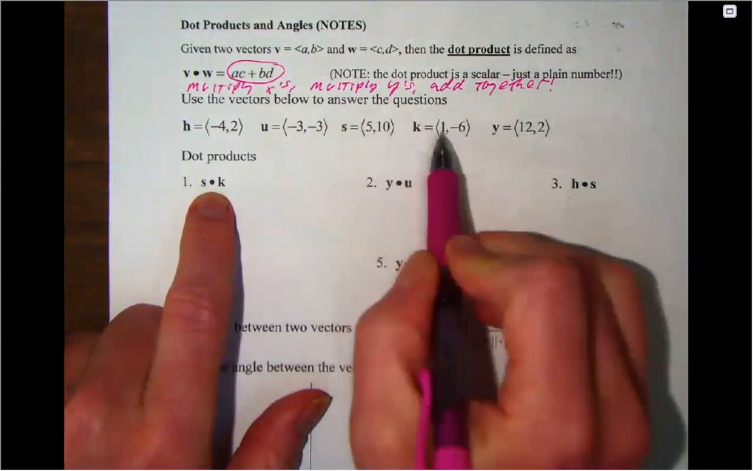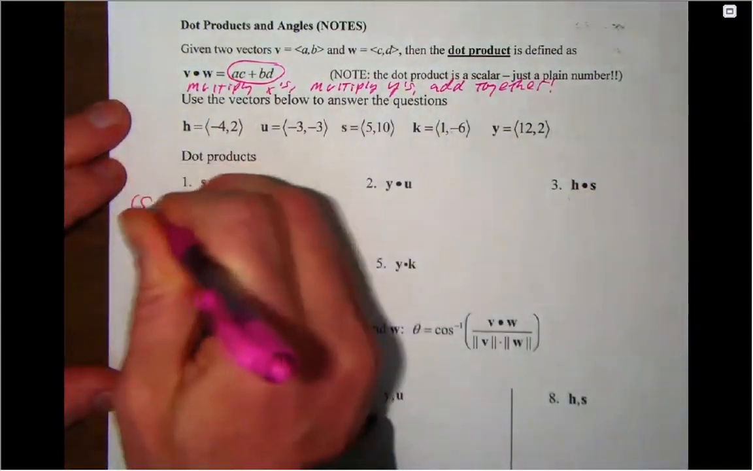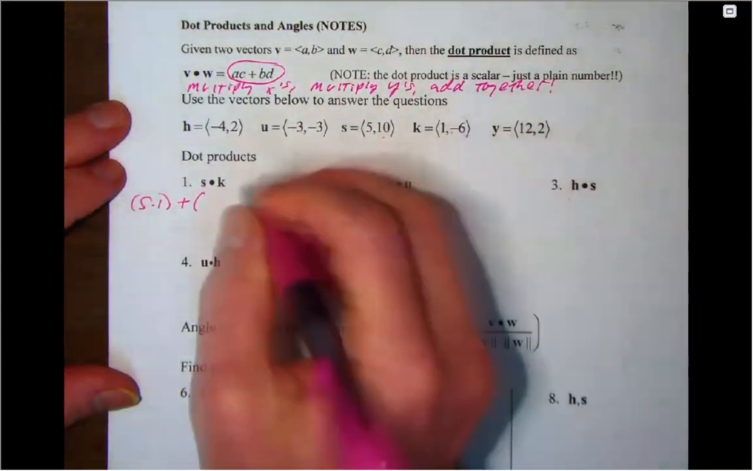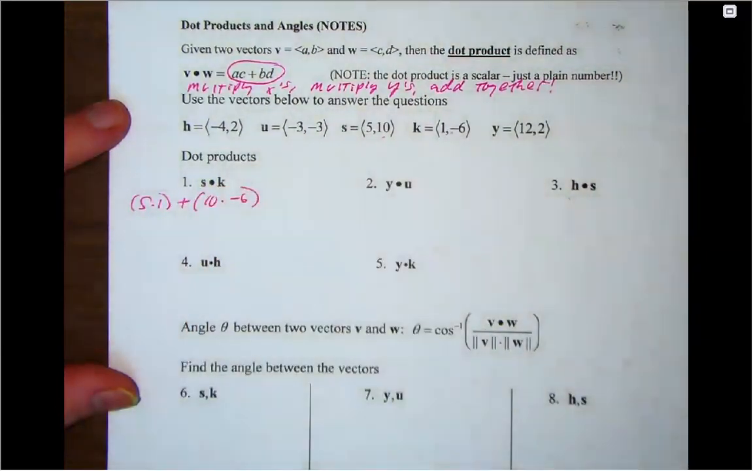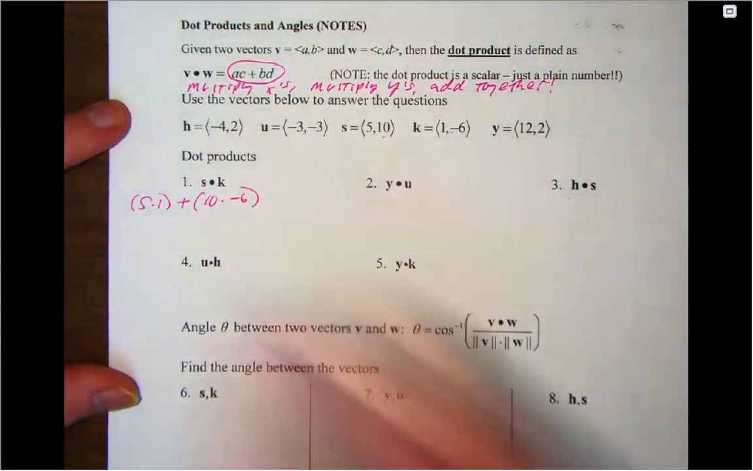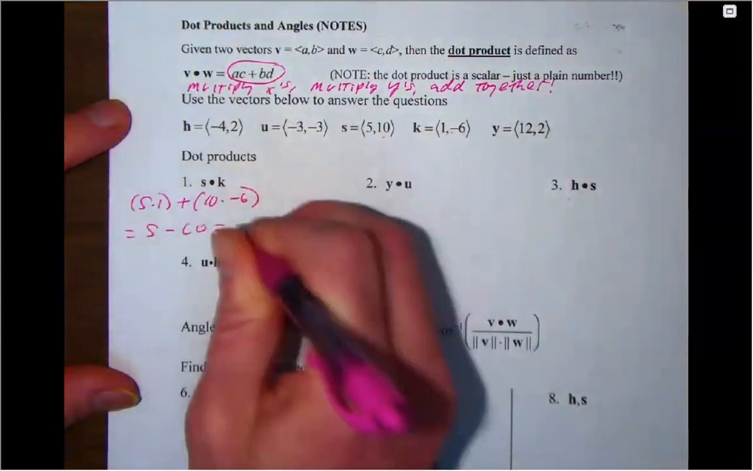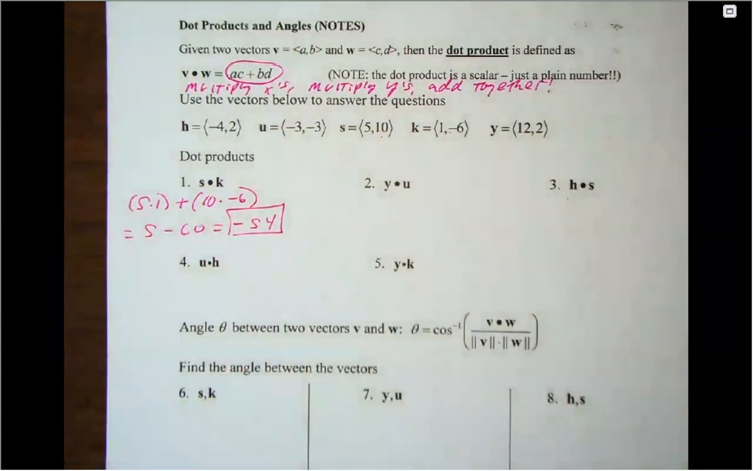So again, we multiply the x's. So this would be 5 times 1 plus 10 times negative 6. And then just figure out what it is. So that's 5 minus 60, which is negative 55. Again, a negative number is fine. A positive number is fine. Zero is fine. Whatever it comes out to be, that is your answer. If it's just asking for the dot product, that's the answer, and you're done.